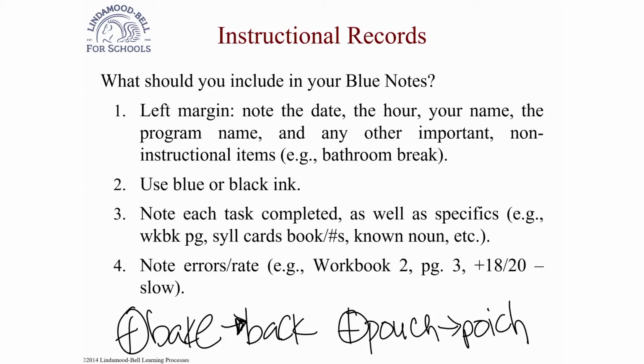Here's an example of a good note to put in an instructional record. Students were doing workbook number 2, page 3. They got 18 out of 20 accurately read, but the rate of their reading was slow. So what do these records look like?